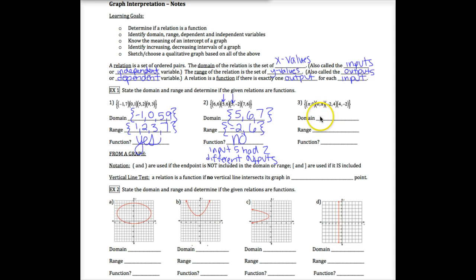For number 3, my domain, my x values, I've got pi, 0, -2, and 4. So -2 is the smallest, then 0, then pi, and then 4. It's my domain. My range, 0, pi, 4, negative 2. It's the exact same. Is it a function? Well, I look at my x values. Pi, 0, negative 2, 4. I don't even repeat x values, so that means yes, this must be a function.